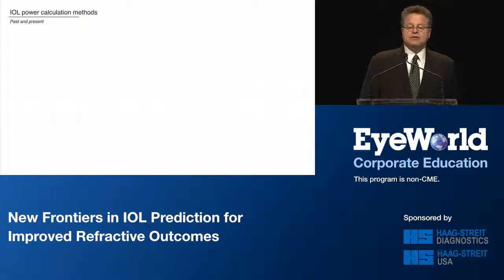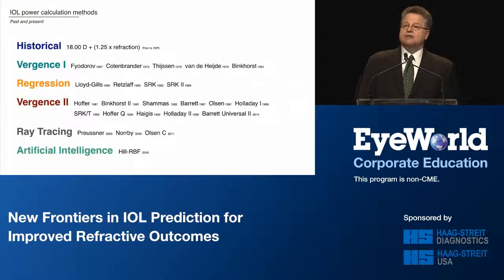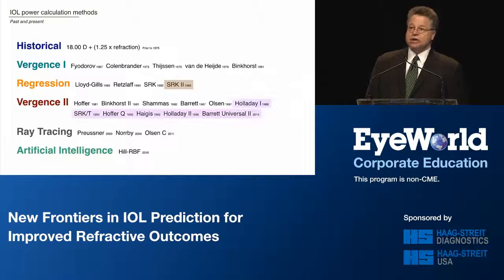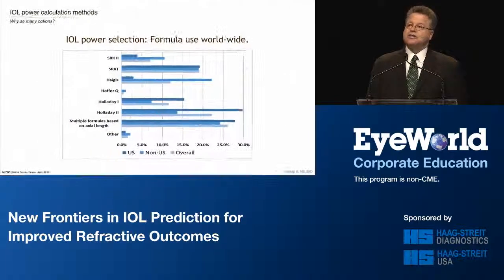The calculation methods that we use right now are basically vergence formulas, and we all have our favorite way of doing things, maybe depending on axial length. There's still some people using SRK2. The majority of us are using vergence formulas. There's ray tracing with Thomas Olson's formula. And then, of course, there's this new method based on artificial intelligence.